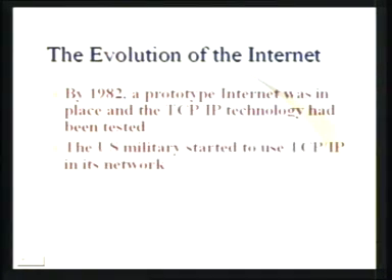Another important point behind the growth of the internet was that the US military took a lot of interest in the expansion of this program. The project started sometime in the late 60s. By 1982, the internet prototype was developed and the TCP technology had been tested very well, and only from 82 onwards the US military started to use TCP/IP in its network. That is another important thing you have to understand behind the growth of the internet.